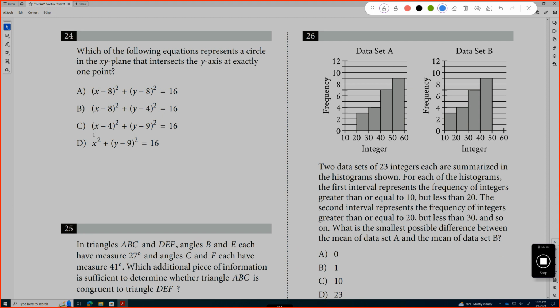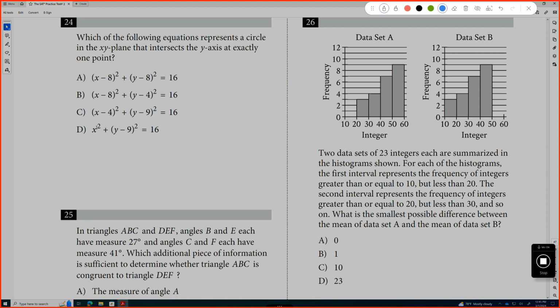Okay, I'm going to come back to 26 later because that's the one that takes a little longer. So 24 is about the formula for a circle. We need to know that the formula for a circle is written as (x - h)^2 + (y - k)^2 = r^2, where (h, k) is the center of the circle.